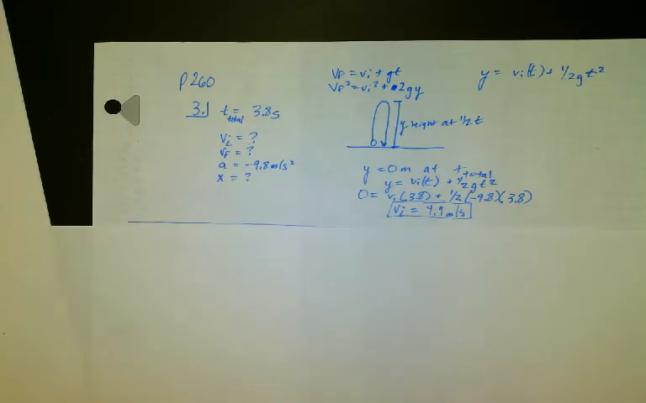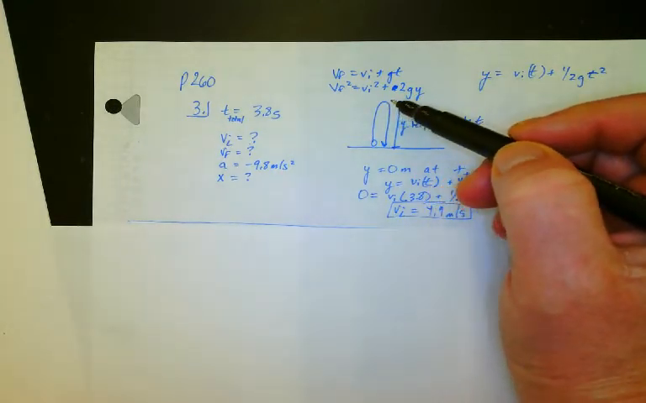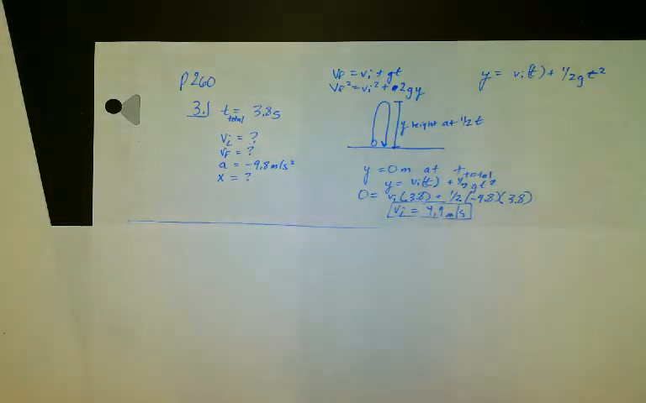And realize that at the top of the path of the parabola, what is VF at the top of this parabola? 0. So make sure you write that down. Don't forget that your VF at the top of the parabola is 0. You can use that to find the height. Here we don't have to.